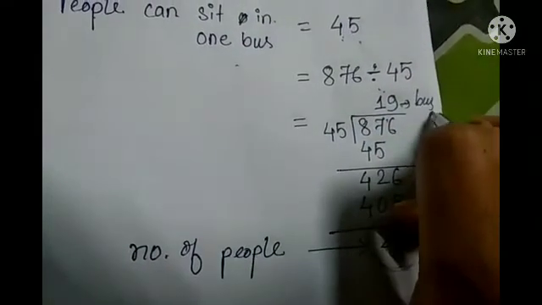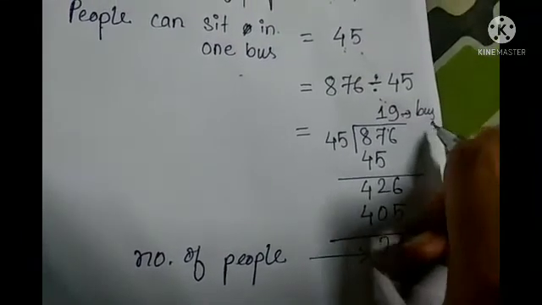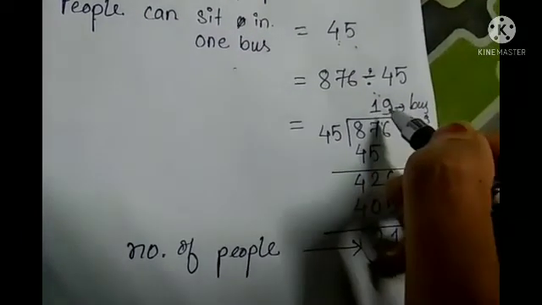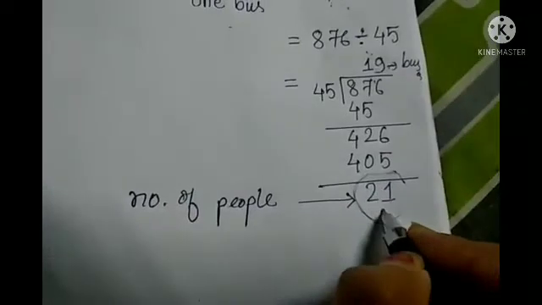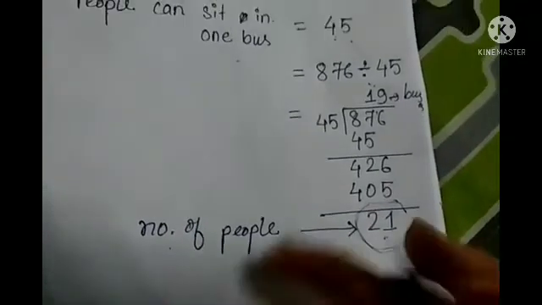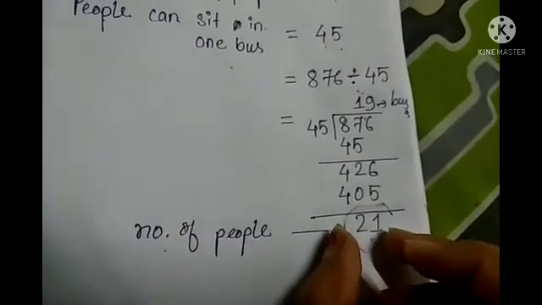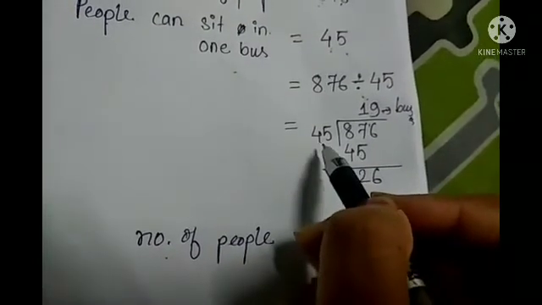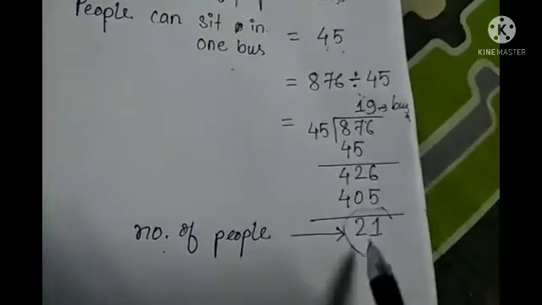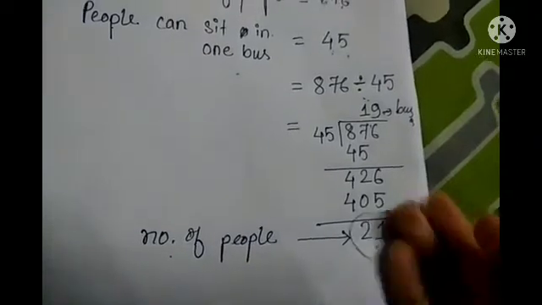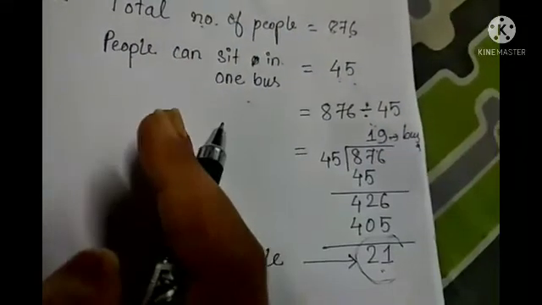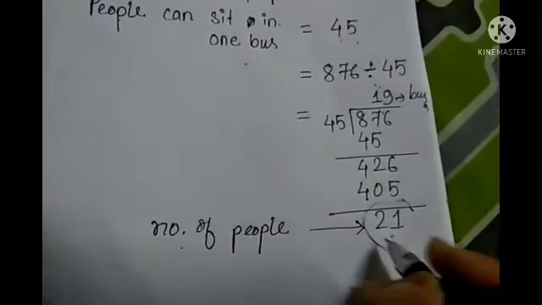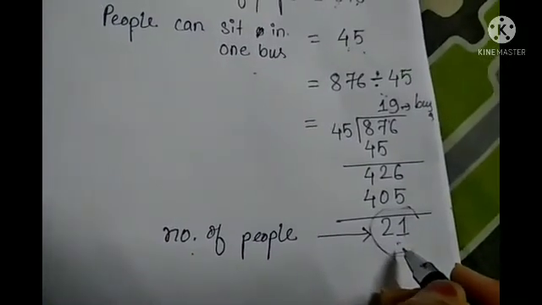So this one we already get. Number of buses, 19 buses we already get, but 21 people left. That means 21 people, because in one bus 45 people can go, right? So 21 people left out. So that means one more bus we need, isn't it? One more bus we need, otherwise these 21 people cannot go to the rally.